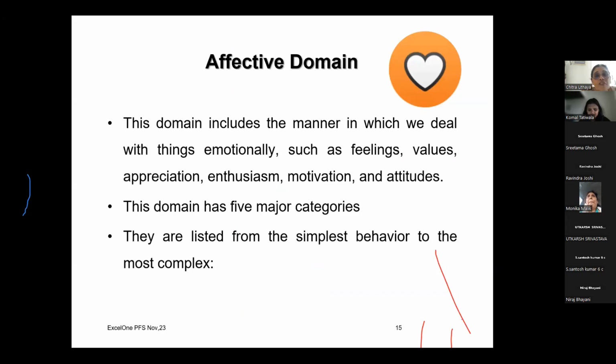Now let's go to the affective domain. The affective domain deals with feelings, values, motivation, attitudes. And just like the cognitive domain, it also has various categories. While the cognitive domain has 6 major categories, the affective domain has 5 major categories, and they are also arranged in hierarchy. So the simplest comes first, and the most complex comes at the top.